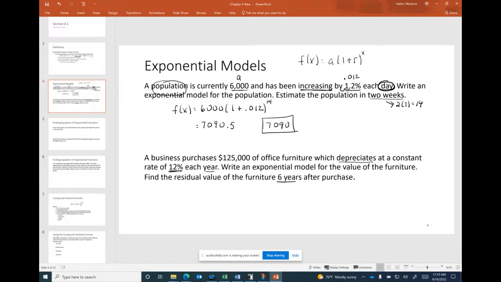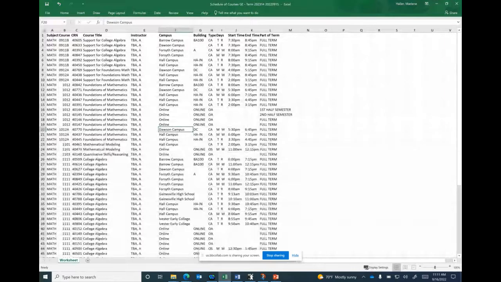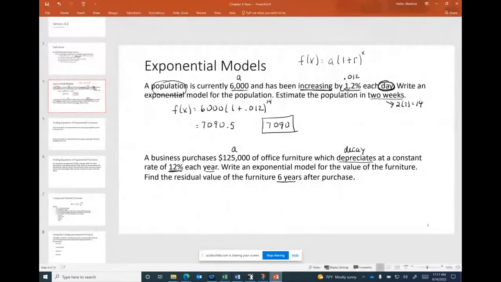All right, looking at our standard form here, the 125,000 is going to be my initial value. That's going to be my a, right? We're depreciating, right? So this is going to be an exponential decay. The value here is going to be getting smaller instead of larger, right? The rate is 12%. Ooh, so as a decimal, 12% is going to be 0.12, right?